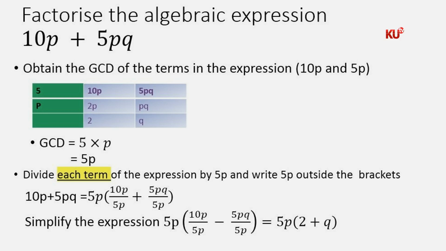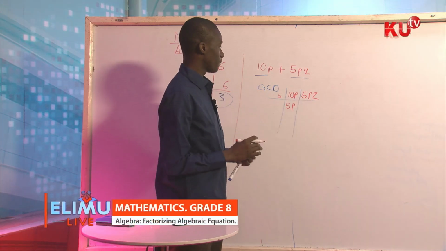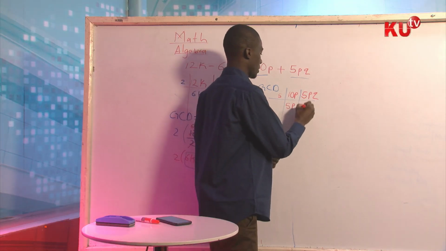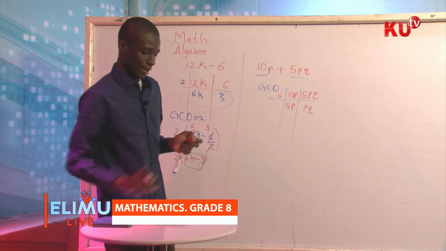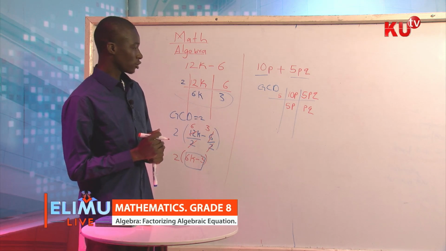First of all, we are going to evaluate the numerical part of our terms, that is the 10 and the 5, and look at which is the smallest number that can divide both. So 2 cannot divide both; rather, the smallest number which can divide both numbers and not end up with a remainder is 5, where 5 will divide 10P, 5P, and 5 will divide 5PQ, PQ times.